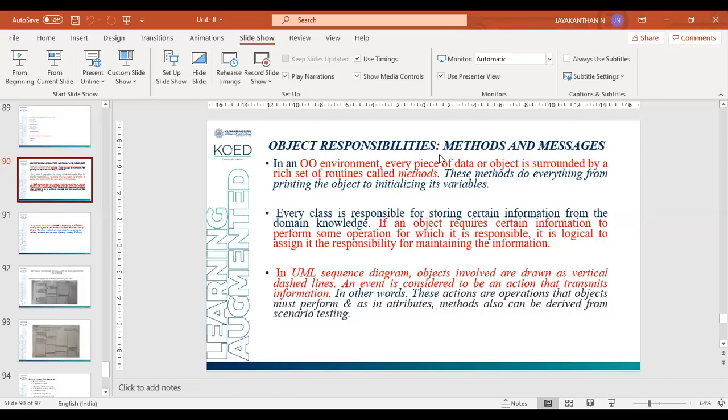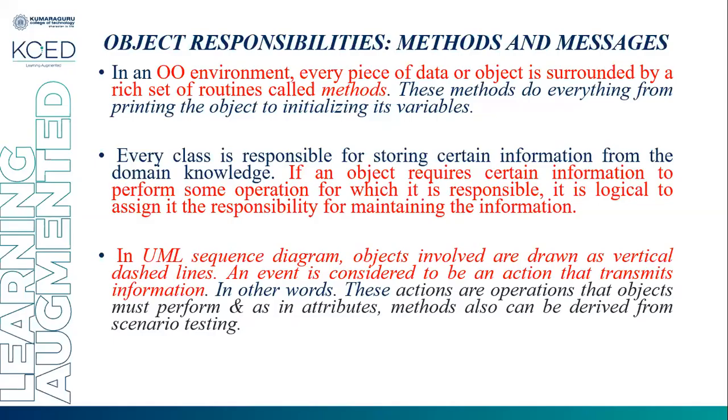Welcome to the video lecture of Identifying Object Relationship Attributes and Methods, Part 4. In this video, we are going to discuss object responsibility, methods, and messages, and how we identify the methods and messages for a class. In the last video lecture we discussed identifying attributes. In this video lecture, we are going to discuss identifying methods for the class.